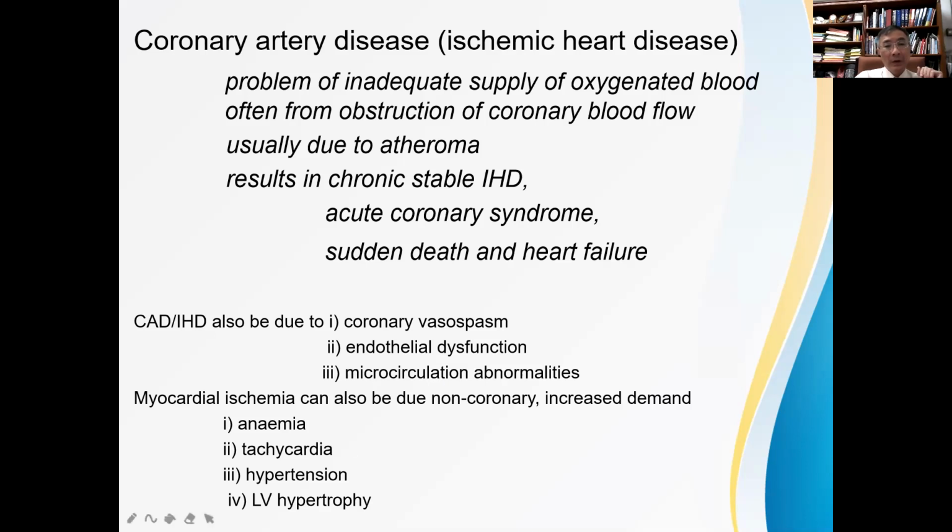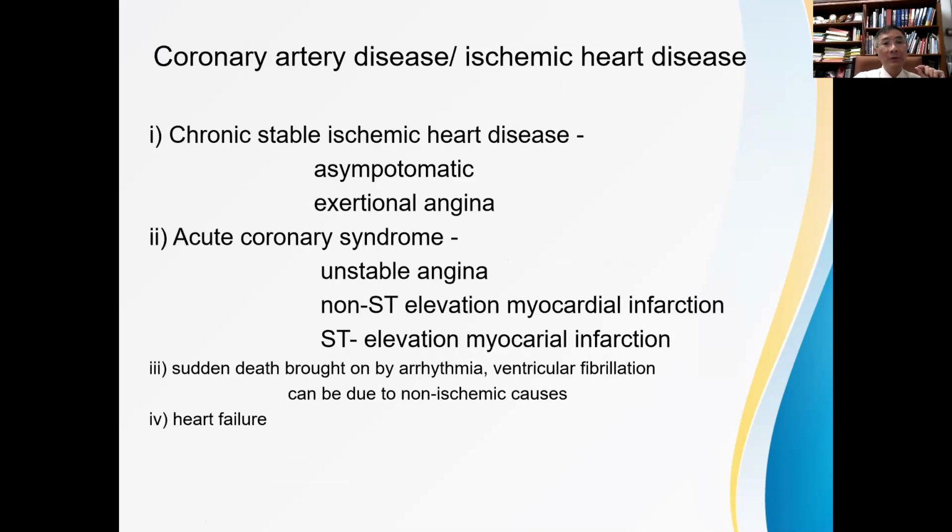Myocardial ischemia can also be due to non-coronary causes, like I have mentioned, when there is increased demand for oxygen, as occurs when anemia comes about, the hemoglobin drops, when there is tachycardia or the heart rate goes fast, when there is hypertension or the blood pressure goes up, when the heart muscle thickens, as in left ventricular hypertrophy. So the coronary artery disease or ischemic heart disease can result in chronic stable ischemic heart disease, and this condition can be either asymptomatic, that the patient does not know about, or the patient may feel exertional angina.